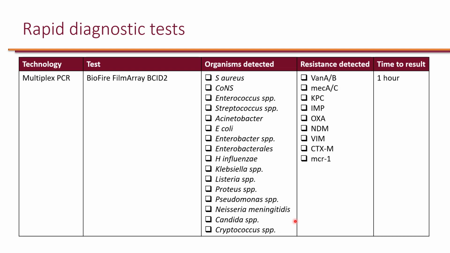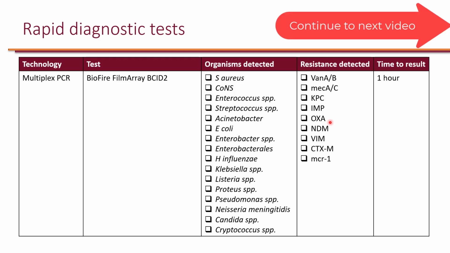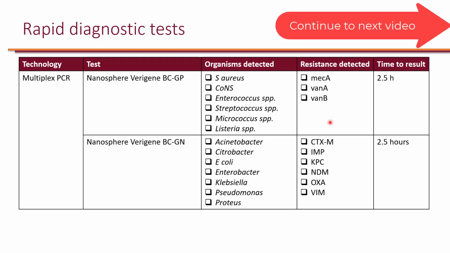And rapid diagnostic tests, such as multiplex PCR, are able to identify select organisms as well as resistance early on. So within 24 hours of infection, these results can be available, which are often used in the sense that if one of these genes show up, and the empiric treatment is not covering that specific resistant organism, then the treatment can be escalated.